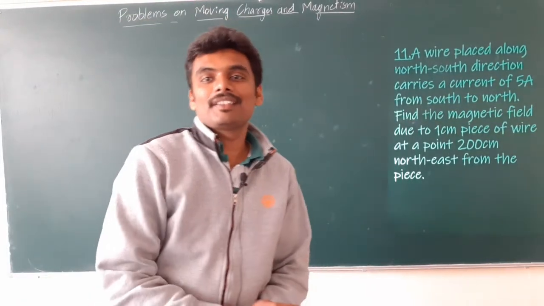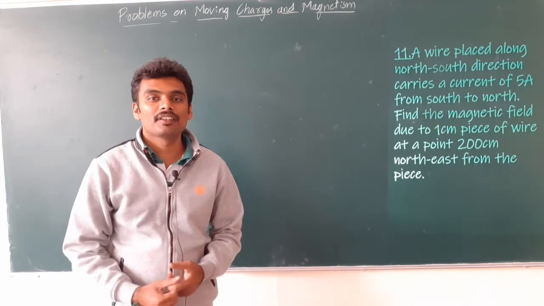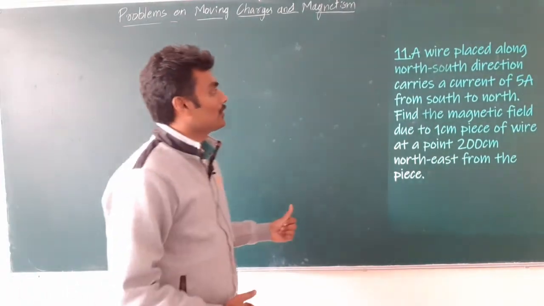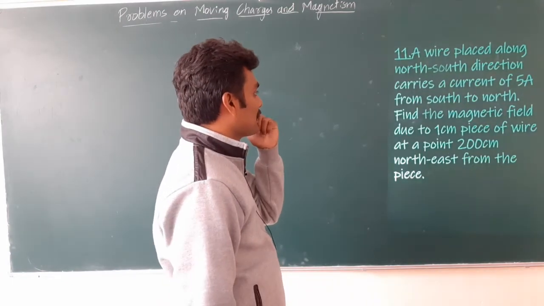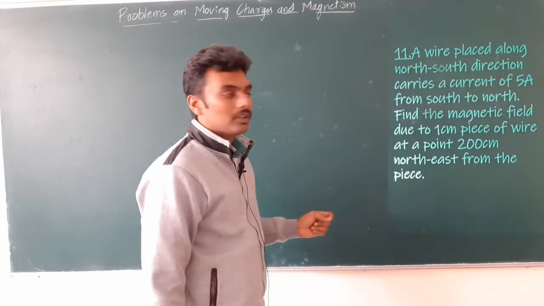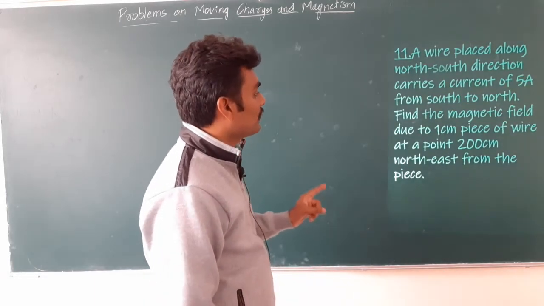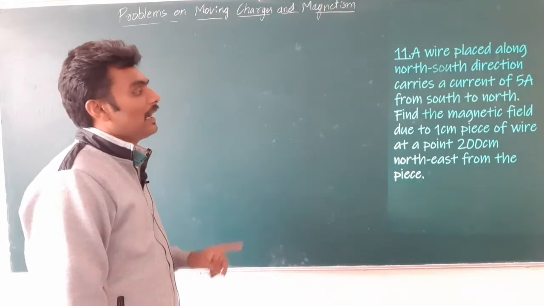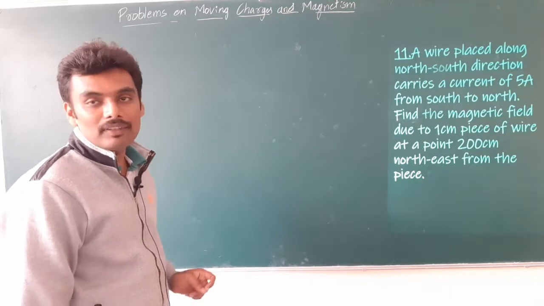Hello students, let us take a few more problems on moving charges and magnetism. The 11th one is as follows. A wire placed along the north-south direction carries a current of 5 ampere from south to north. Find the magnetic field due to a 1 centimeter piece of wire at a point 200 centimeter northeast from the piece.